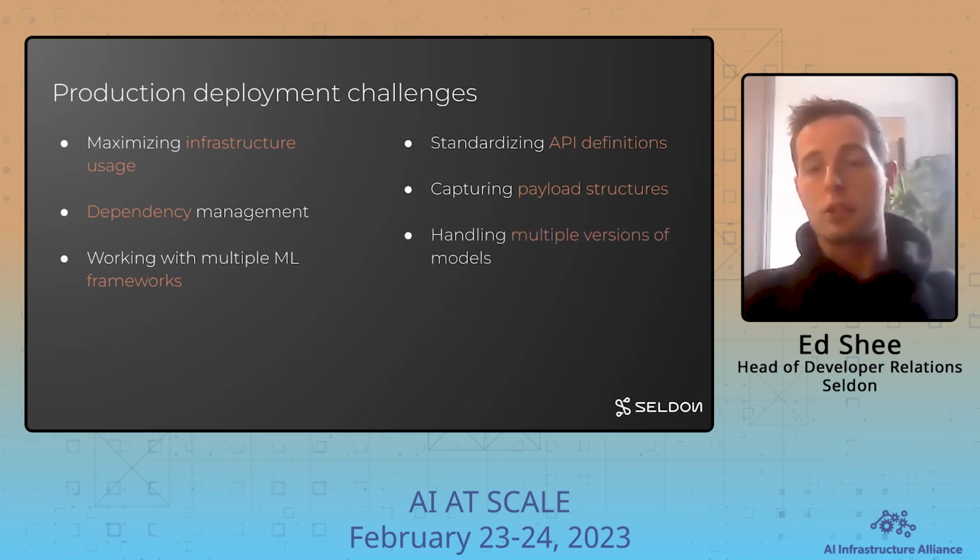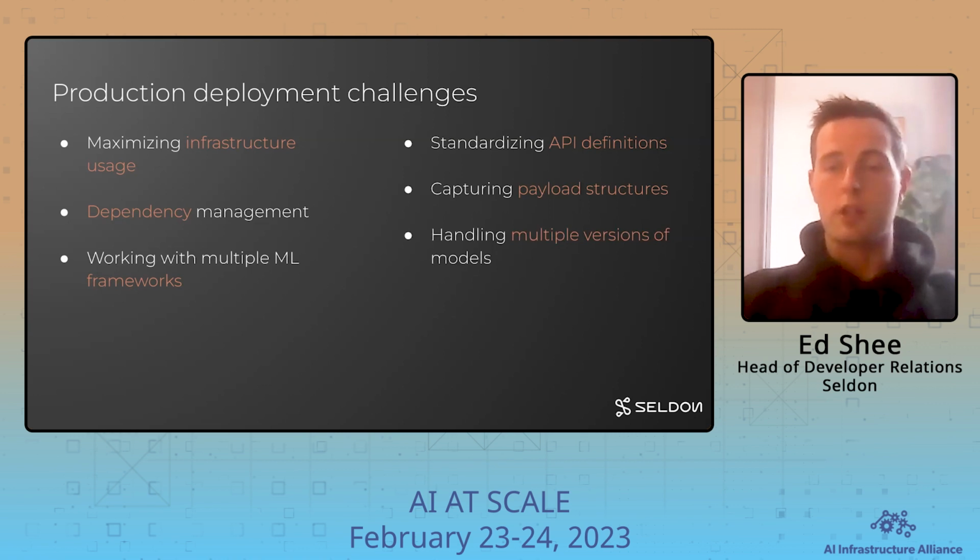And then finally, just looking at the multiple versioning of models, how do we roll out new ones? How do we replace the existing ones? Can we roll things out and test them and do A/B tests and things like that? So these are all the kind of things that you're going to start worrying about.